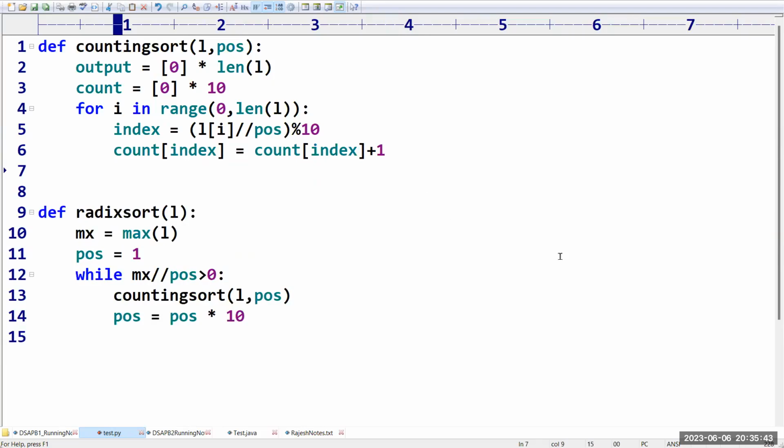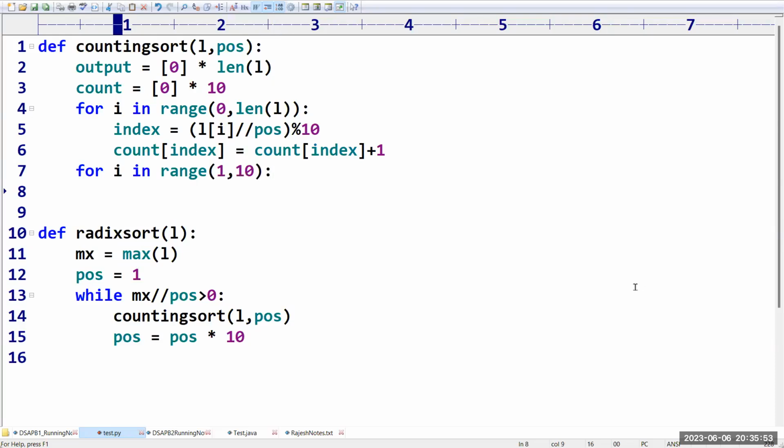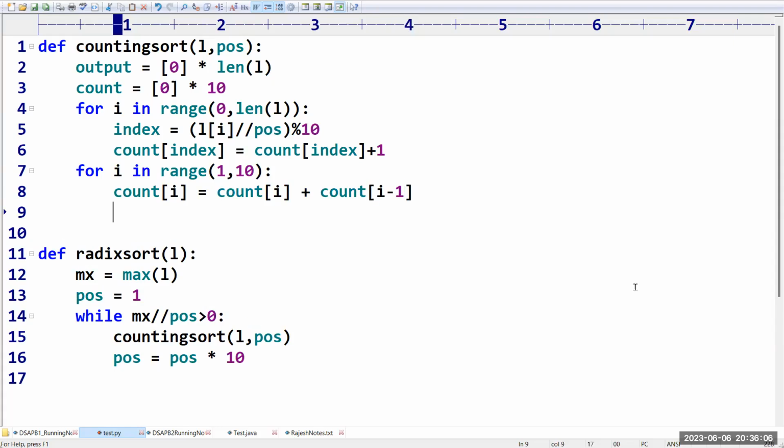Sir, now what we have to do? We have incremented this and we are going to take another loop to update this value. Already I explained in the last video about this. So count of I will become the already existing count of I plus count of I minus 1. So the people who attended the last class, you can imagine how we have updated this count array.